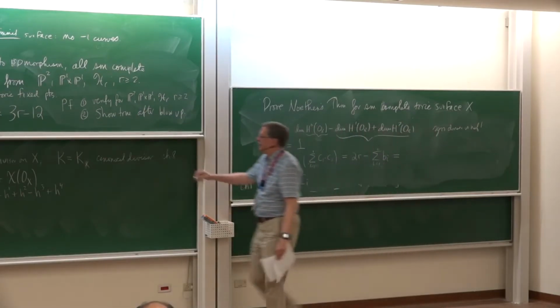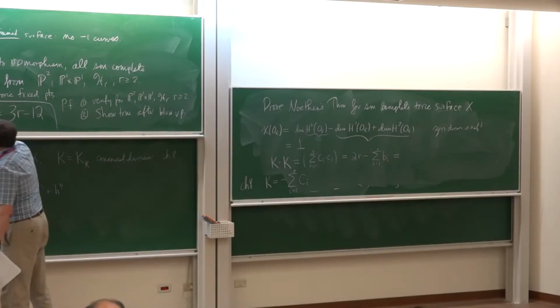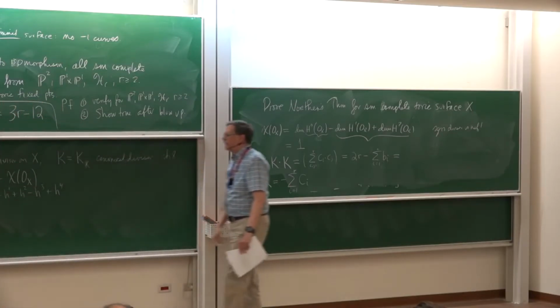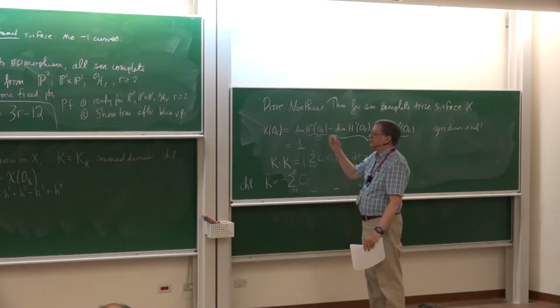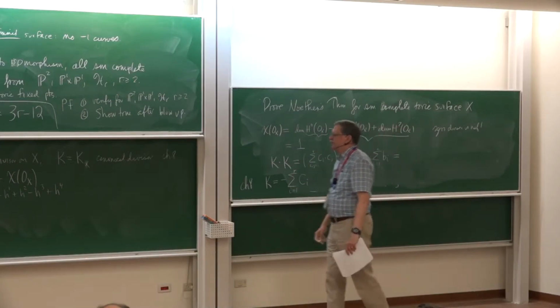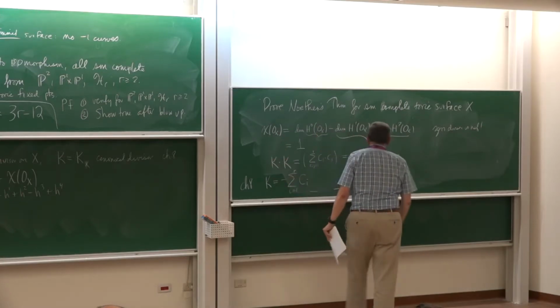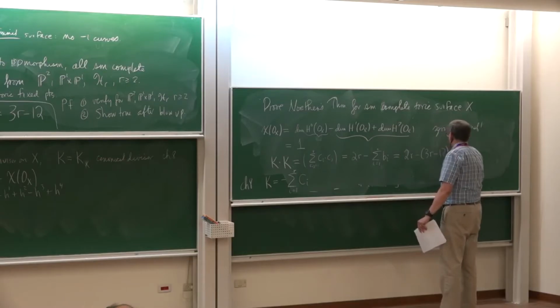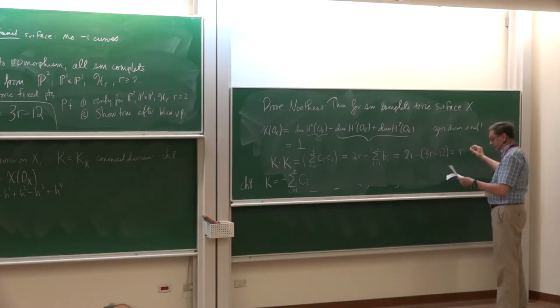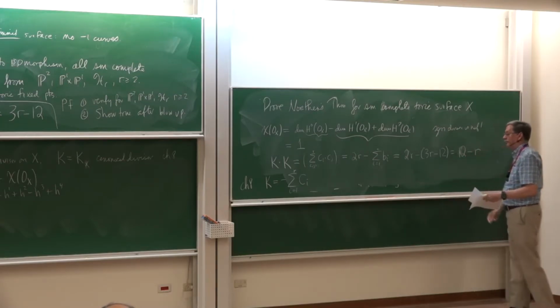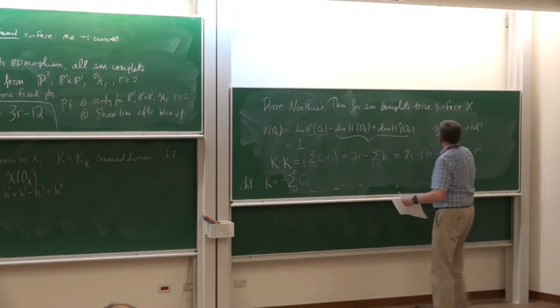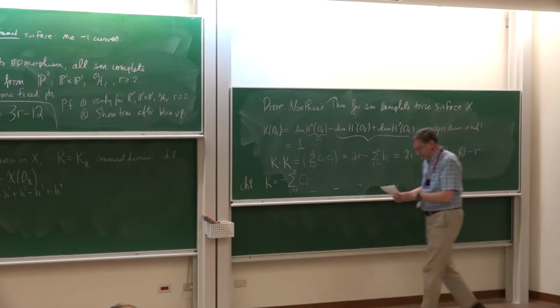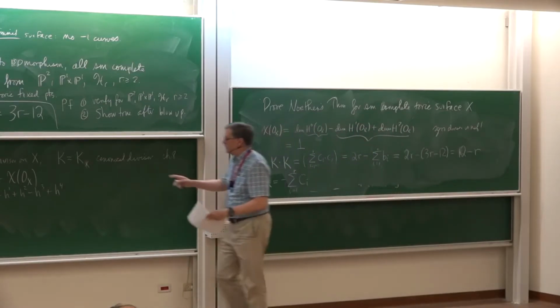But now notice this little formula that we have from the classification of smooth complete toric varieties. We know what the sum of the bi's is, and so that's going to be 2r minus 3r minus 12. And so in fact, when you work it out, that's going to be 12 minus r. And so K dot K could be negative. That's actually okay.